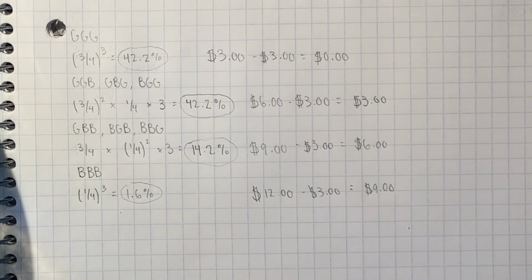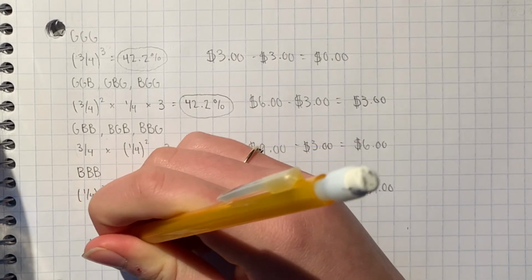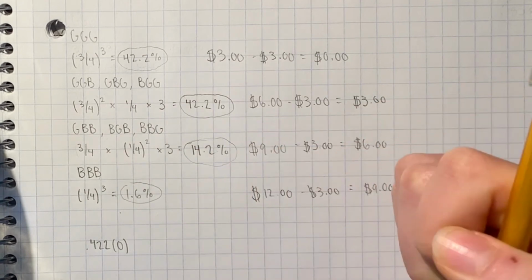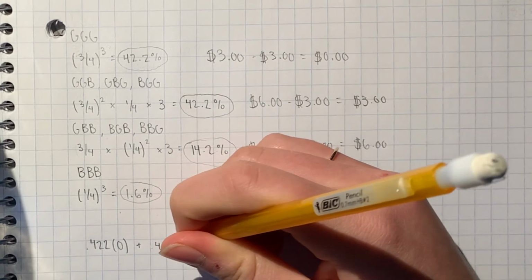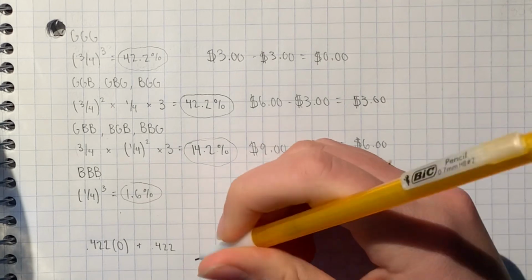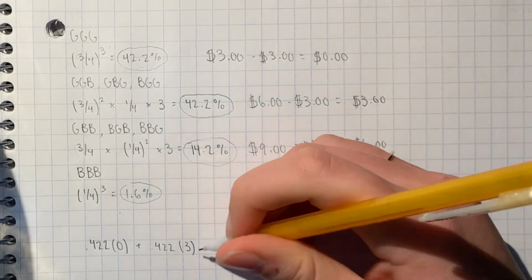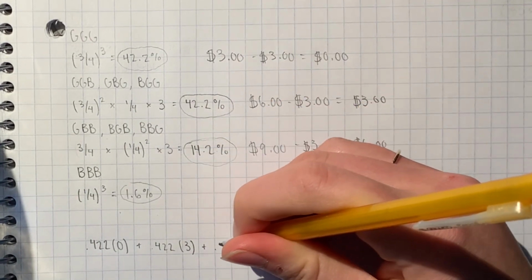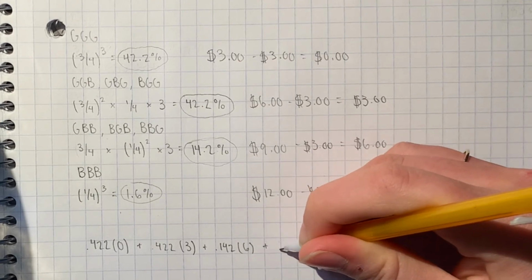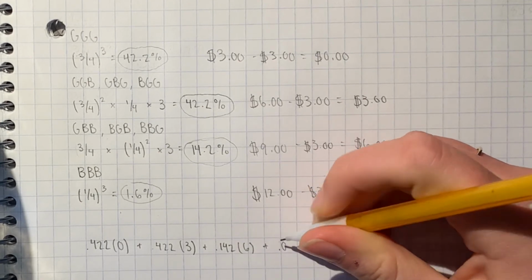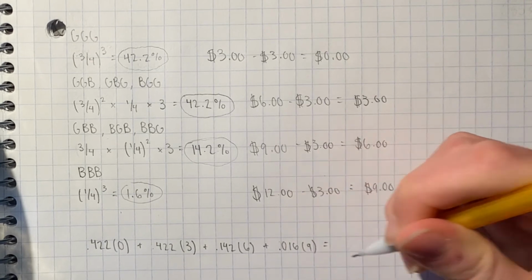I'm going to make a big equation and just do that. So I'm going to take my probability, 0.422 times 0, which, you guessed it, is equal to 0, but I'll still include it, plus 0.422, I'm using this one now, the second outcome, times $3 basically, because that's how much money I'm making, plus 0.142 times 6, and plus 0.016 times 9. Let's calculate that.